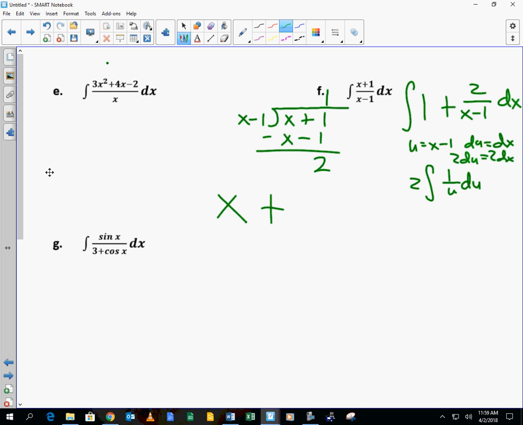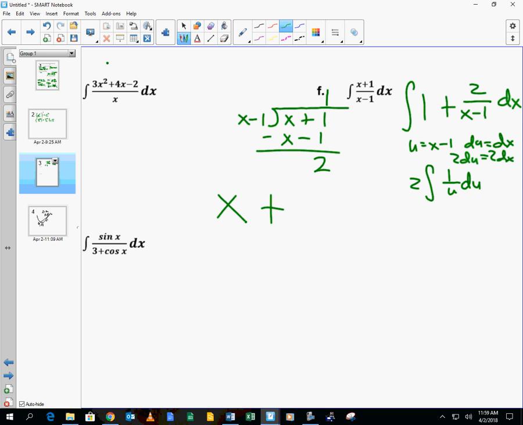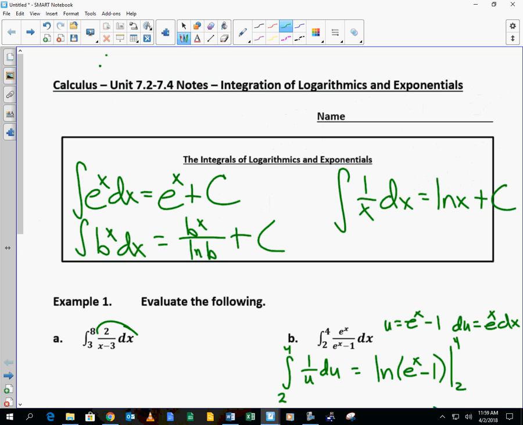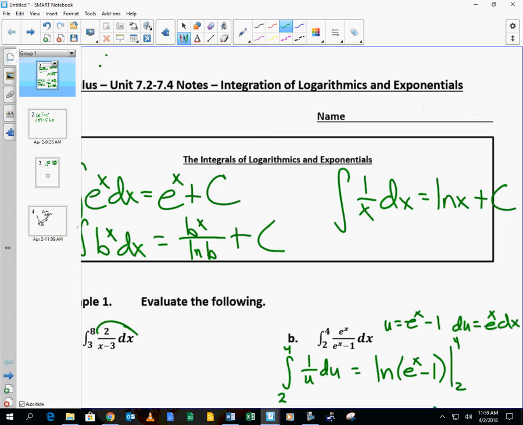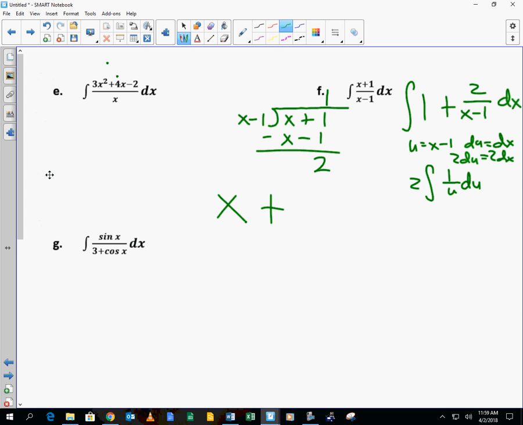Whoa, whoa, whoa. No, just watch. I'm just focusing on 2 over x minus 1. We did the exact same problem right here. It was just 2 over an x minus 3. You had no issue with that. Yeah. So let's try this.